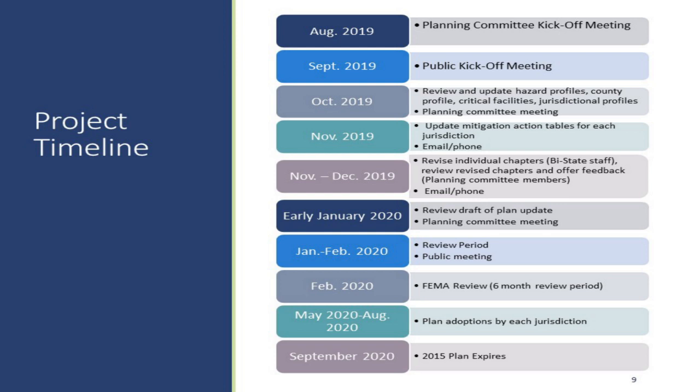In November, we'll be updating the mitigation action tables, so we'll send out a list of the tables that exist in the current plan to ask what mitigation strategies have already been implemented, to ask what need to be added to the list, and then also to begin thinking about how do we prioritize those lists in terms of what we would like to do first. In November and December, the bi-state staff will undertake revising the individual chapters, and we'll be sending those out as we do to the participating jurisdictions to review and provide feedback.